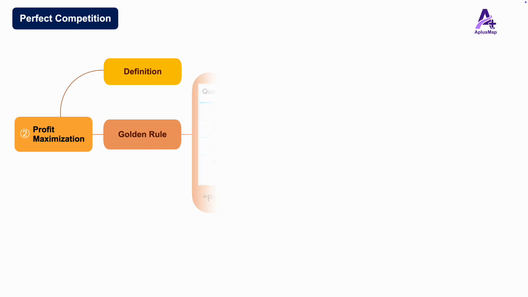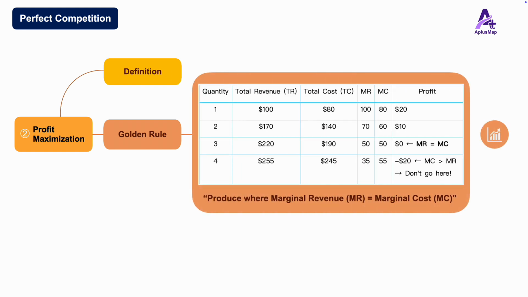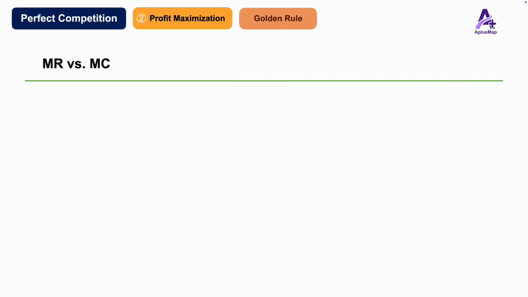The definition is simply finding the quantity of output where the firm earns the most possible profit or minimizes its losses if it's not profitable. And the rule itself: produce where marginal revenue, MR, equals marginal cost, MC. MR equals MC. Okay. You will definitely see this rule again and again. Multiple choice, FRQs, it's everywhere. A must know. Right, MR = MC.